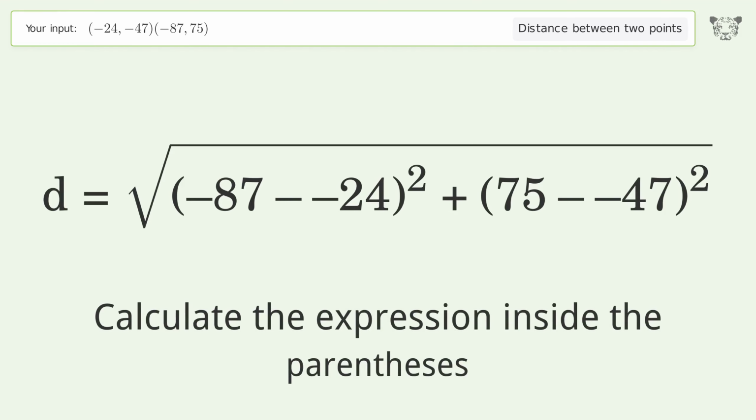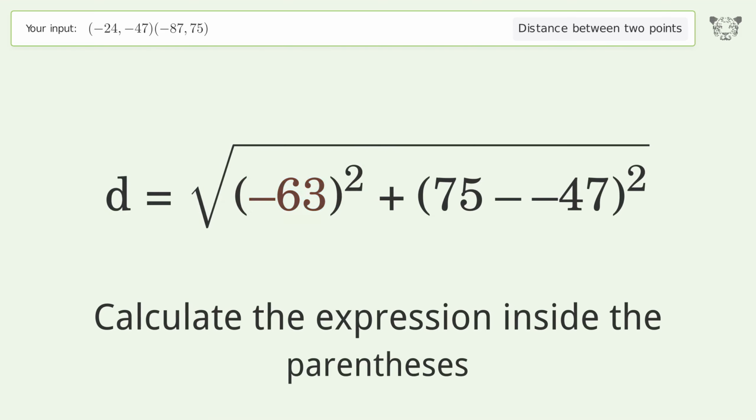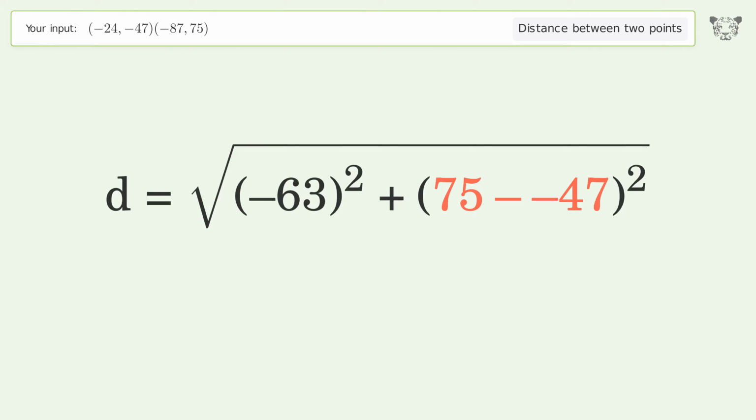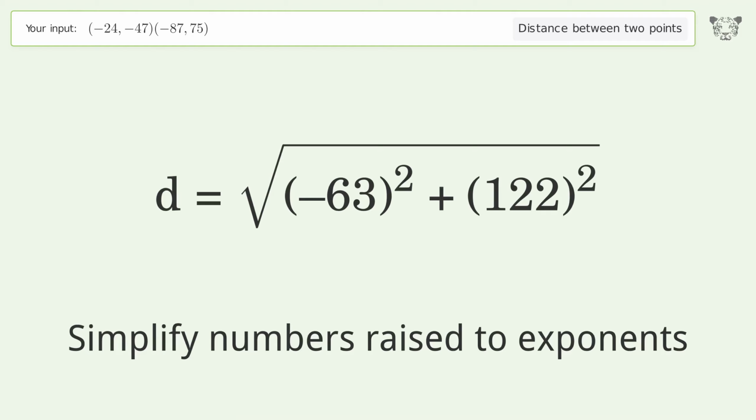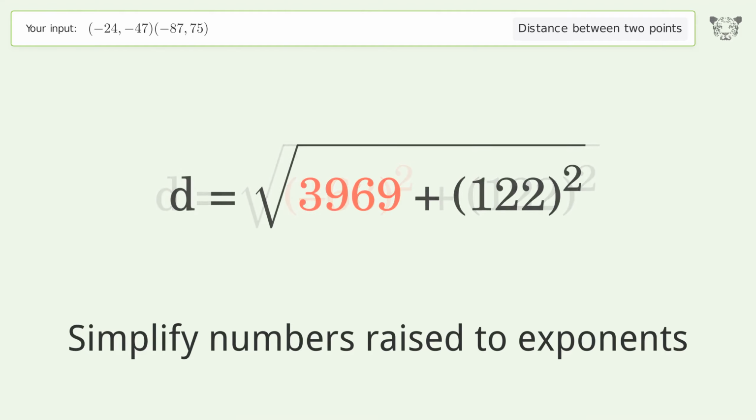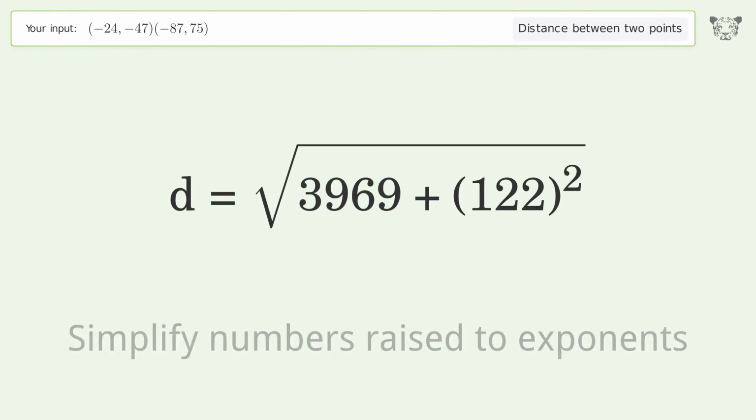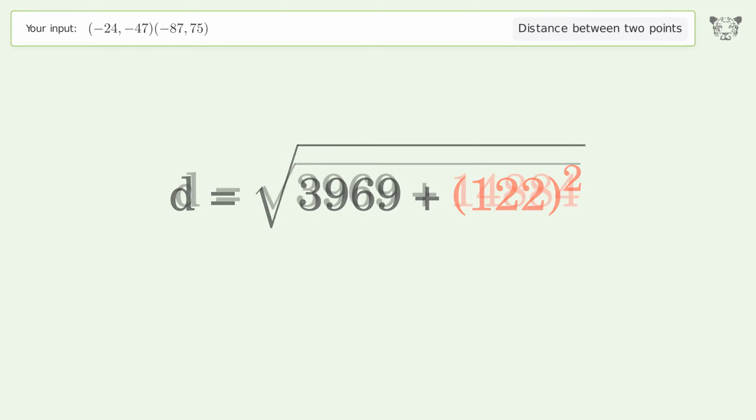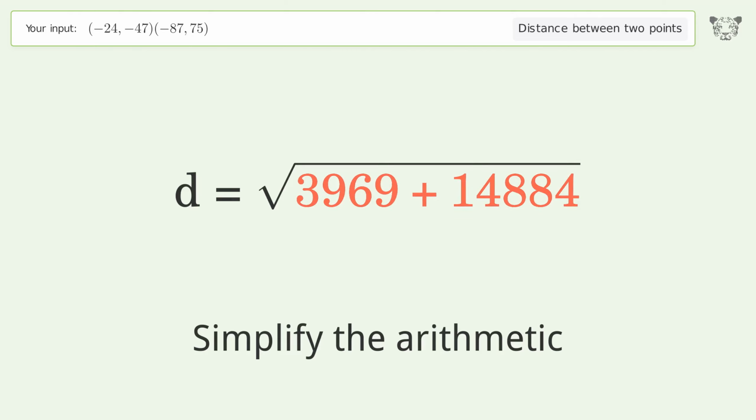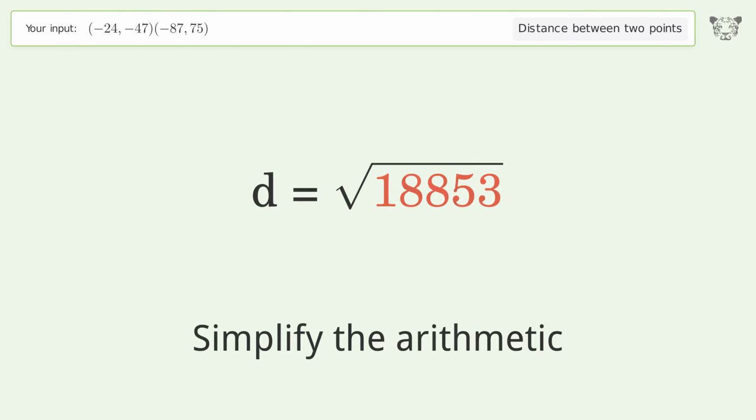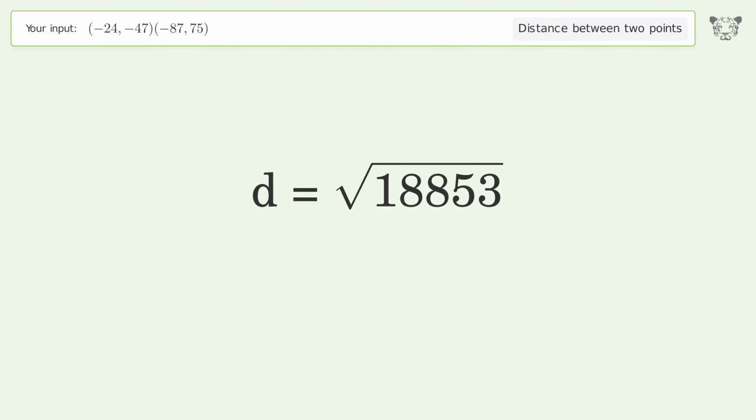Calculate the expression inside the parentheses. Simplify numbers raised to exponents. Simplify the arithmetic. And so the distance between the 2 points is the square root of 18,853 or 137.306.